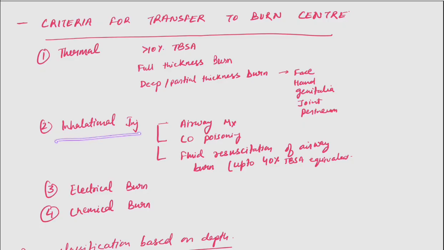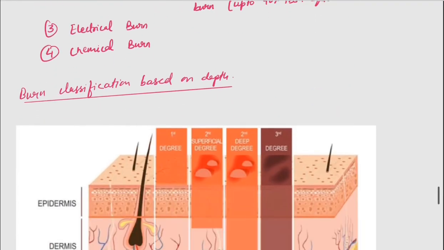If there is any inhalational injury, because inhalational injuries have added comorbidities such as airway management being needed, management of carbon monoxide poisoning, and fluid resuscitation of airway burn, which is up to 40% of total burn surface area equivalent. If there is electrical burn, we have to directly refer to the burn center. If there is chemical burn.